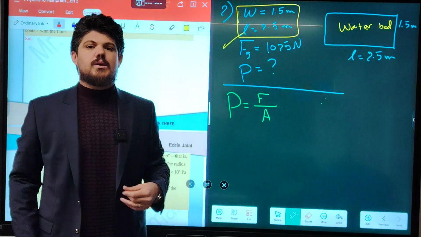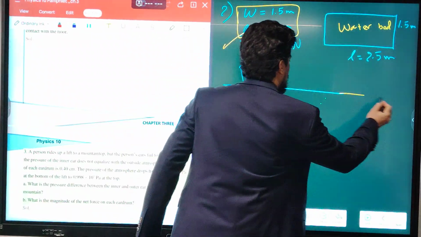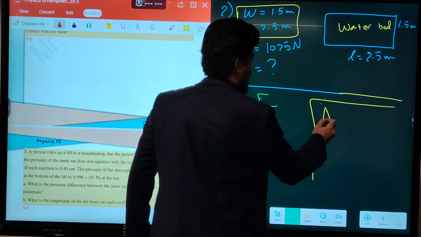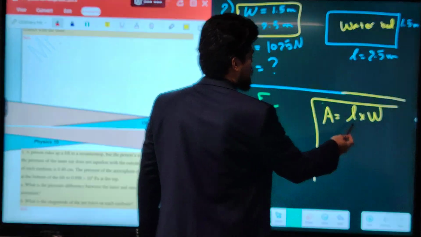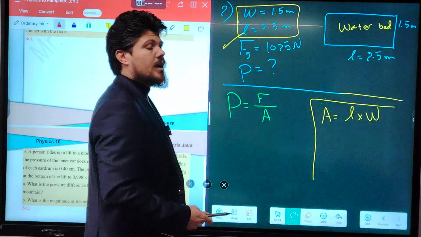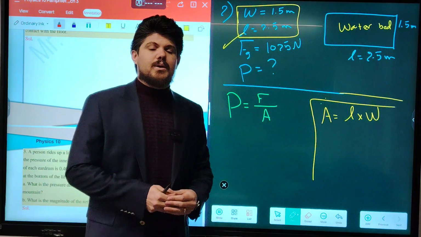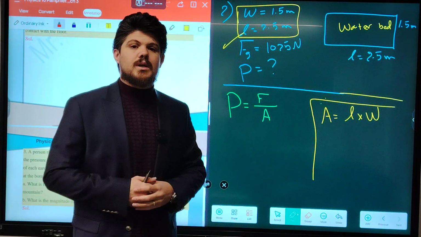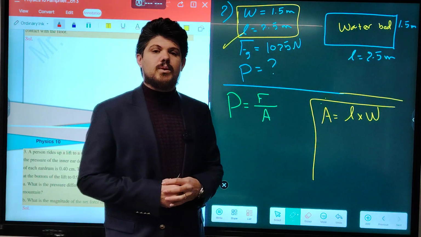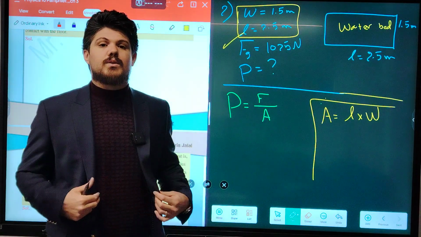How can you determine the area of the rectangle? Length times width. When can this equation be used to determine area? For the rectangular shape. If the shape is a square, how can you determine the area of the square? Of course, by using the relation of the area of the square, which is equal to L squared or L times L.